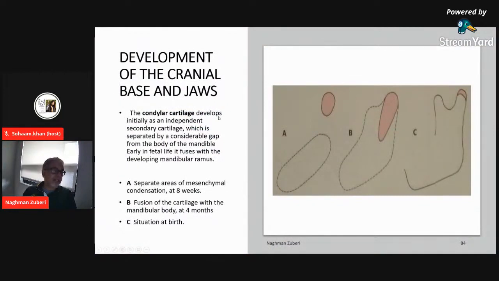The condylar cartilage develops initially as an independent secondary cartilage which is separated by a considerable gap from the body of the mandible. Early in fetal life, it fuses with the developing mandibular ramus. Separate areas of mesenchymal condensation at the 8th week. Fusion of the cartilage with the mandibular body at 4 months. And at birth, this is the situation.